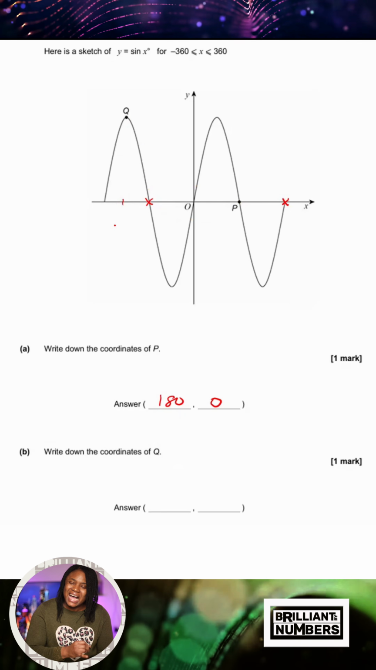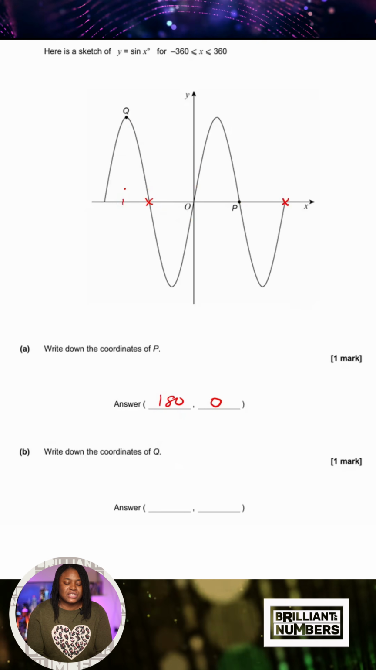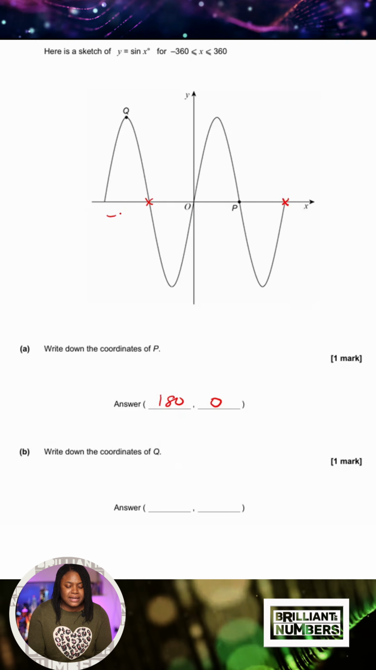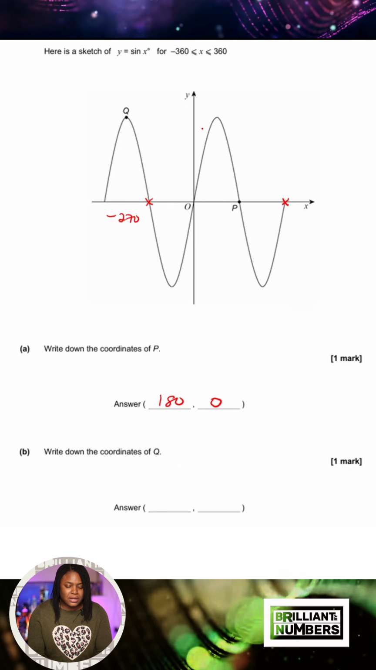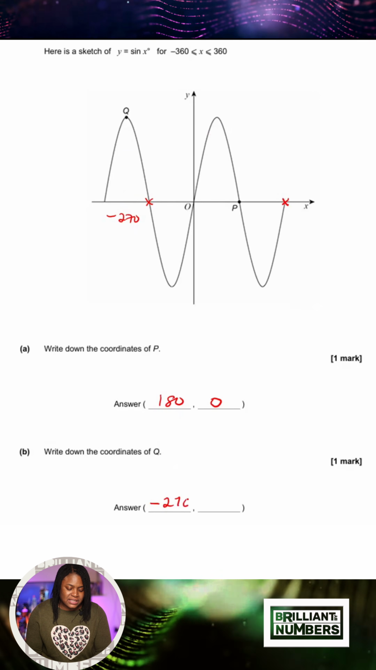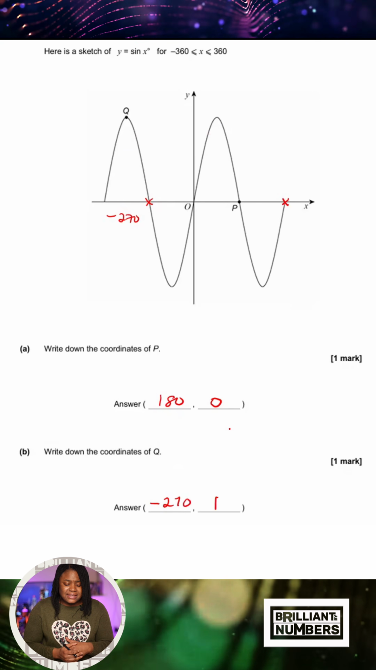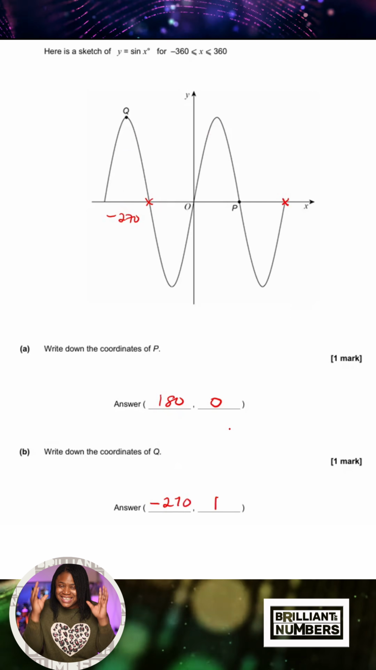Q is located halfway. So we need to add another 90 there. So 180 plus 90 is 270, but because this is negative, it's minus 270 for x. Where Q is amplitude 1, so the y coordinate would be 1. So it's minus 270 and 1. Absolutely brilliant. So you can see it's not a difficult question, but understanding is key.